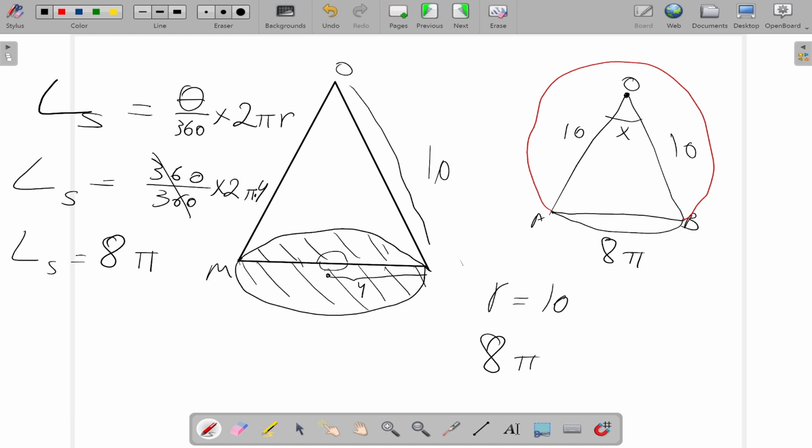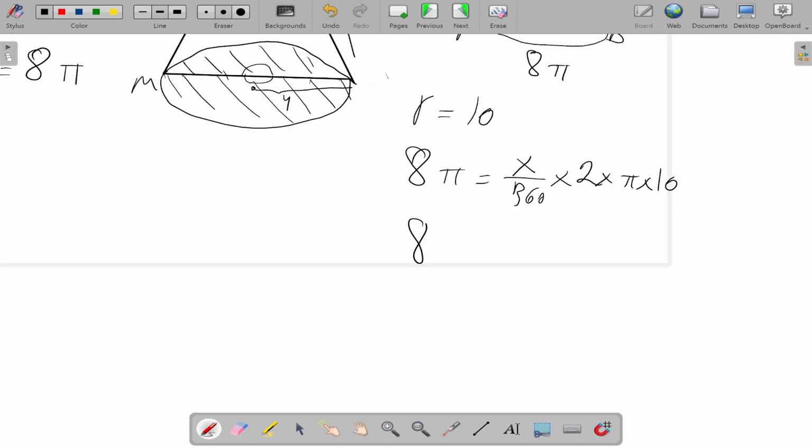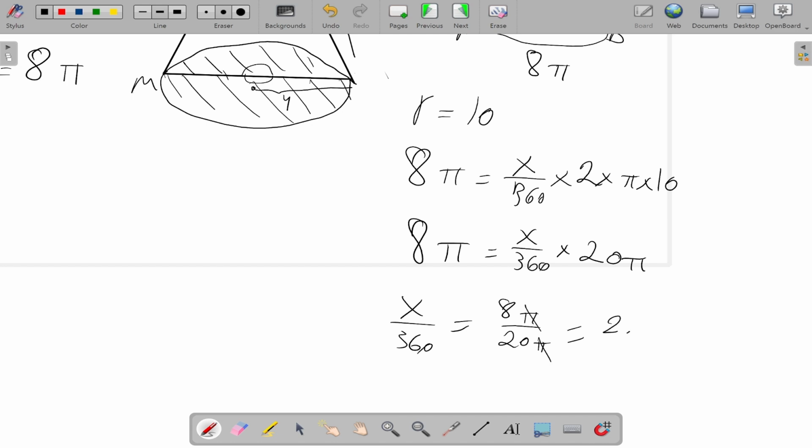So 8 pi equals theta over 360. Theta is x because they want this angle, over 360 times 2 times pi times the radius, which is 10. So this means 8 pi equals x over 360 times 20 pi. Dividing by 20 pi on both sides, x over 360 equals 8 pi over 20 pi. I just took the 20 pi to the other side by dividing. Now the pi and the pi cancel out. This simplifies into 2 over 5.